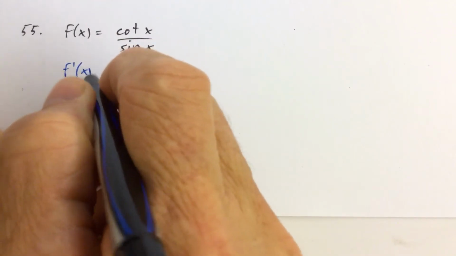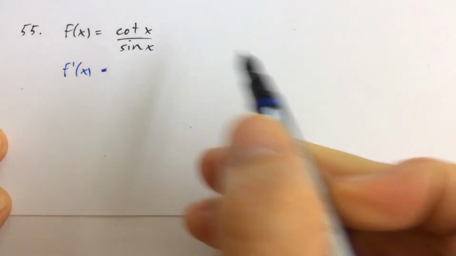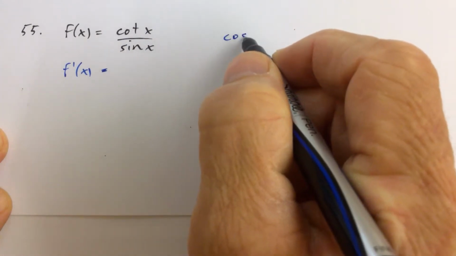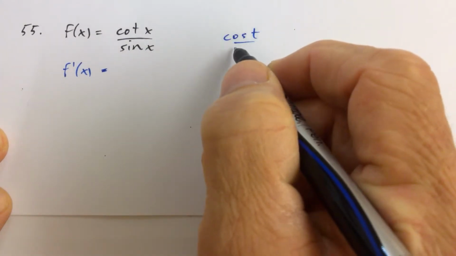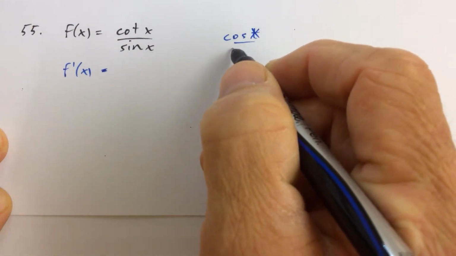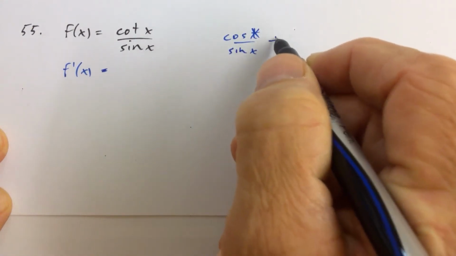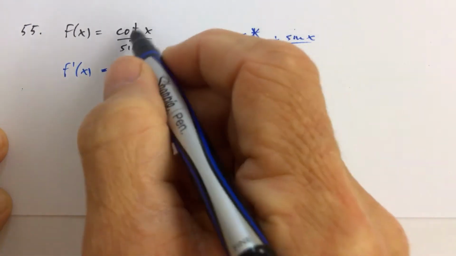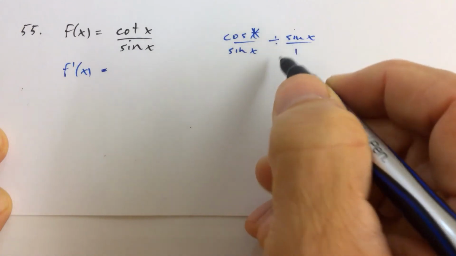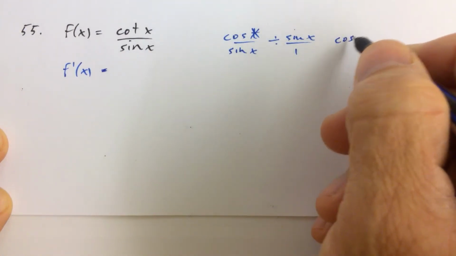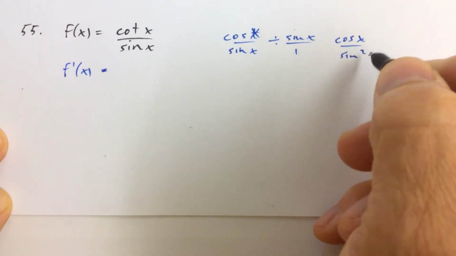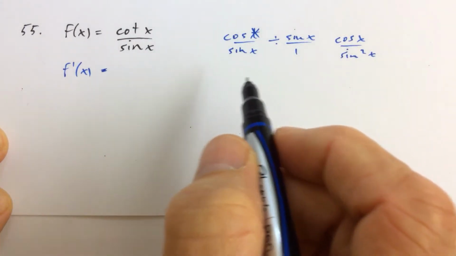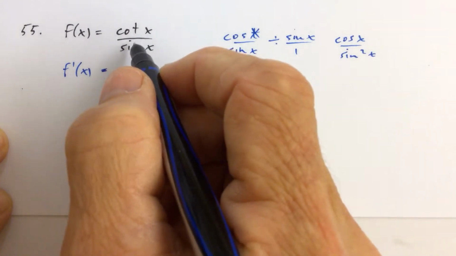Derivative of this quotient, I'll use the quotient rule. Sometimes I try to look at this as cotangent of x, which is cosine of x over sine of x, and then divided by the sine of x over 1. So sometimes when you have a fraction like this, you can simplify it, but in this case we're just going to get cosine of x over sine squared of x. So that's not really going to help us to simplify this at all, so let's not. Let's go ahead and just use the quotient rule.